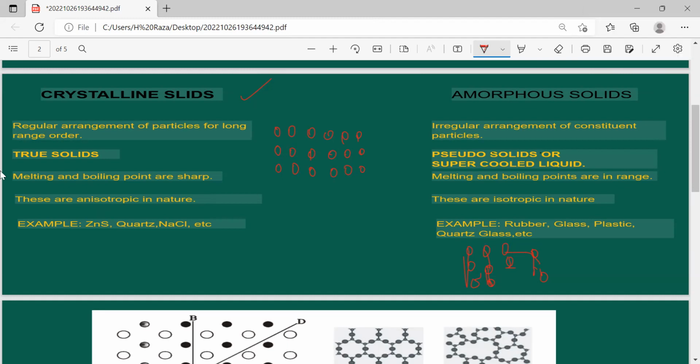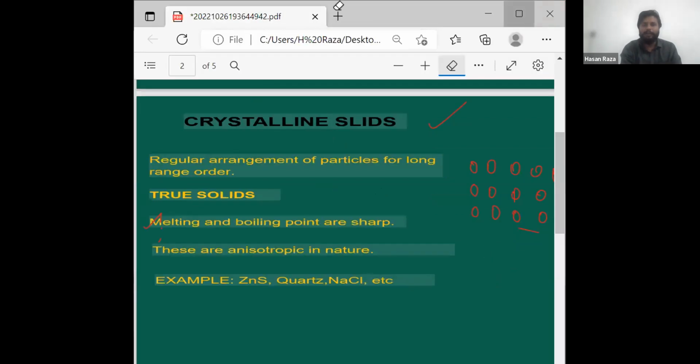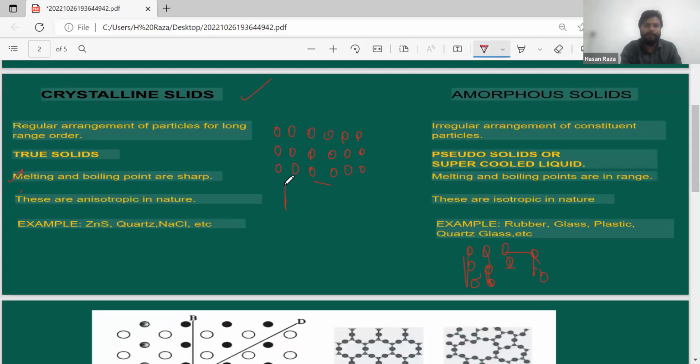Now, the third point, which is also very important: melting and boiling points are sharp in crystalline solids. Why is it so? Because the particles in crystalline solid are orderly arranged for long range order. If you want to boil it, it will take the same energy or the same temperature for each and every part.